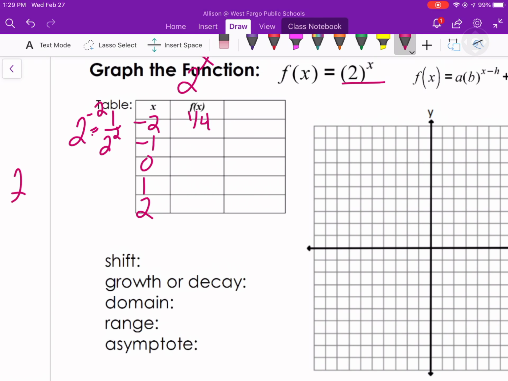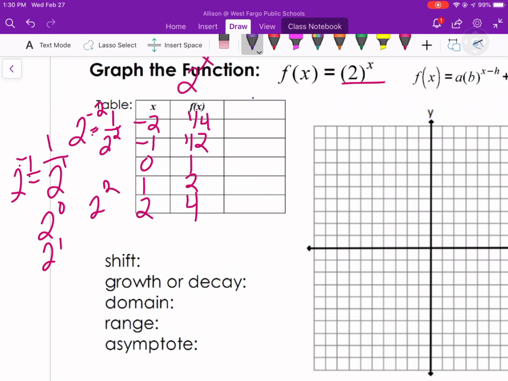2 to the -1 power, using my exponent rules, that's going to be 1 over 2 to the first, or 1/2. 2 to the 0 power, anything to the 0 power is 1. Oops, I said 1/2, but I wrote 1/4 there. 2 to the first power is 2, and 2 squared is 4.